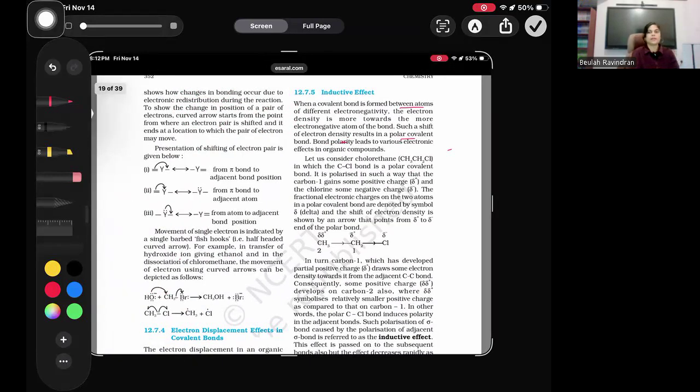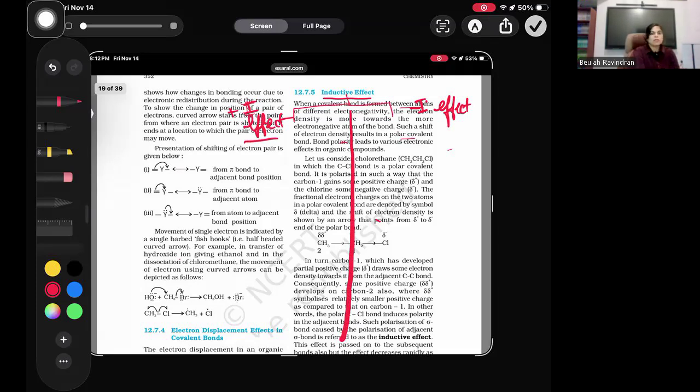So one is the plus I effect, so you can put it here like this. One is plus I, and another one is minus I. So the plus I effect and the minus I effect. In this plus I effect column, you can write now. This is the inductive effect. You can write the points.